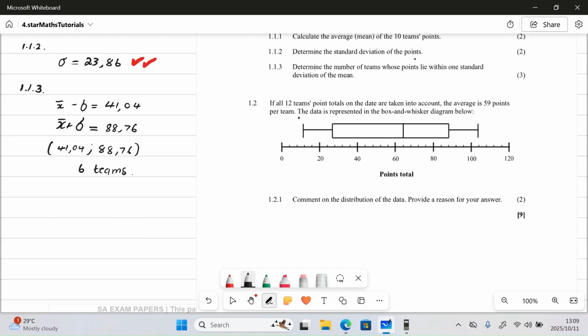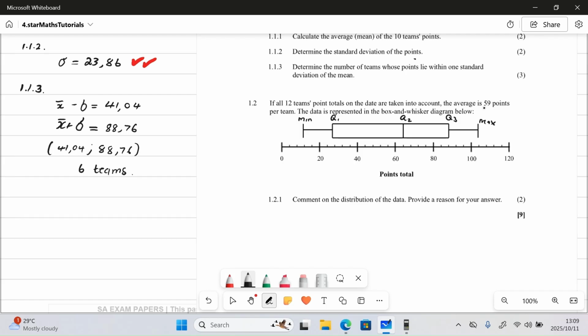Minimum value. Then this is our lower quartile. Then this is our upper quartile. The quartile number 2, which is the median. Then this is our upper quartile. Then this one is our maximum. Then we're given the mean.